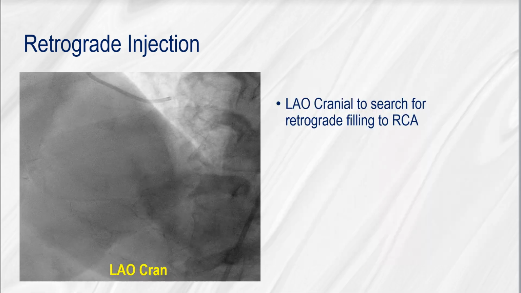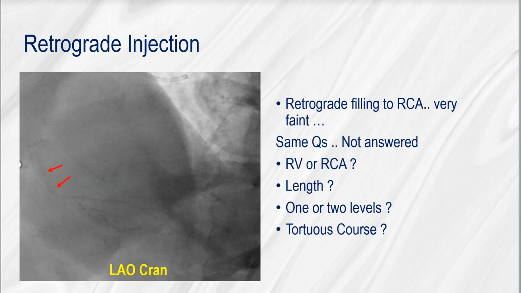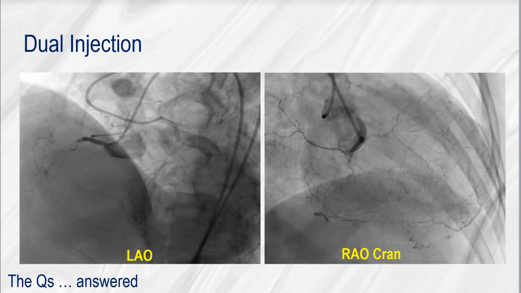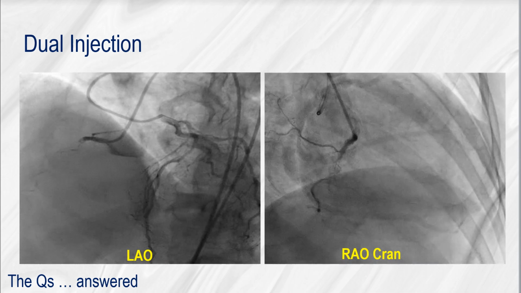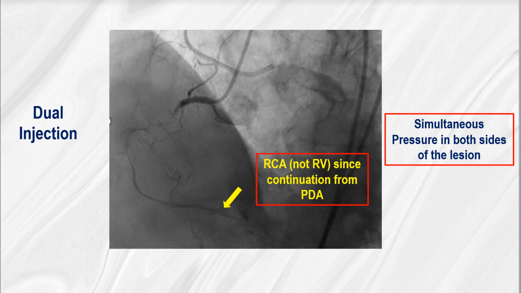LAO cranial view was taken to search for the retrograde filling to the RCA. Retrograde filling to the RCA was very faint. Same questions not answered. Yet the dual injection answered the questions. With simultaneous pressure in both sides of the lesion, there was an acute angle at the end of the segment, tortuous course, and only one level of occlusion. It was an RCA proper, not an RV branch, since continuation from the PDA.